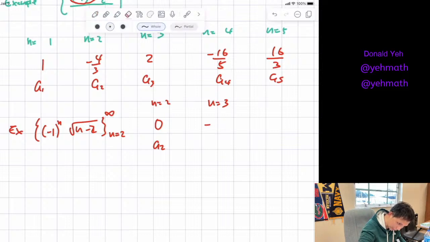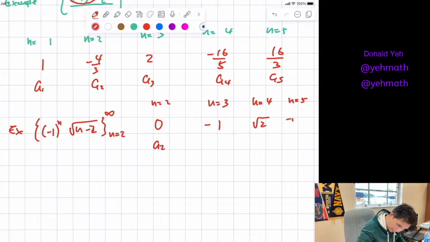n equal to 3 is going to be what? Square root of 1, which is -1, right? n equal to 4, square root of 2. n equal to 5, negative square root of 3, right?